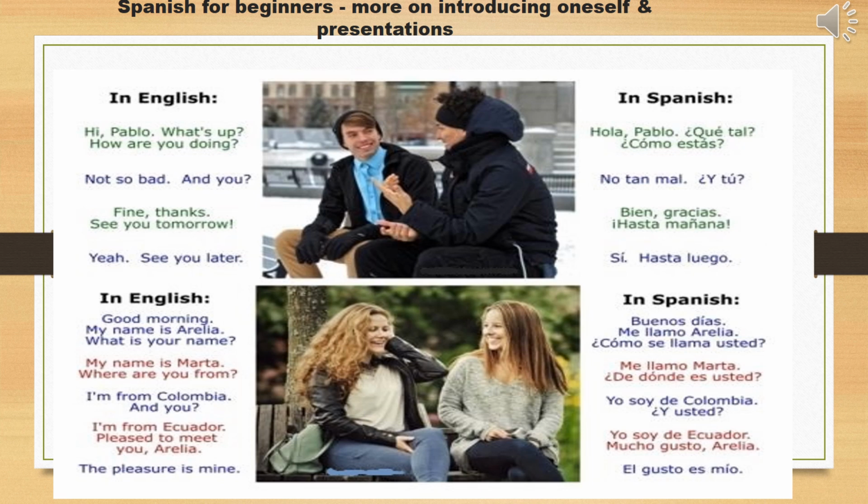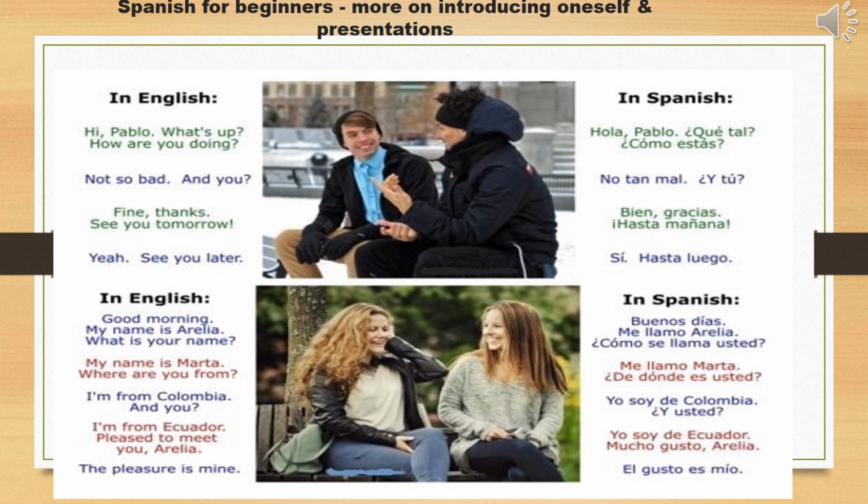"What is your name?" "¿Cómo se llama usted?" So remember that "¿cómo se llama usted?" is the formal way, used to address somebody you do not know. Usted is the formal way of saying you.